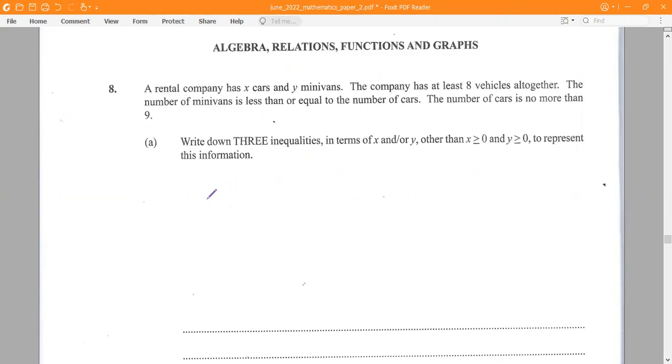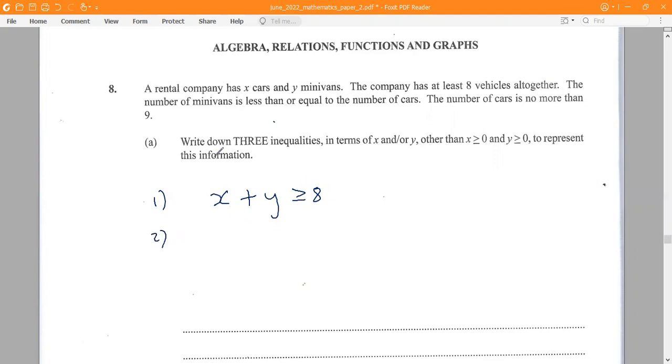So let us begin. The company has X cars and Y minivans, so you put a plus sign there, and has at least 8 vehicles altogether. So 8 or more. So more than or equal to 8. All right, at least 8 vehicles, so 8 or more.